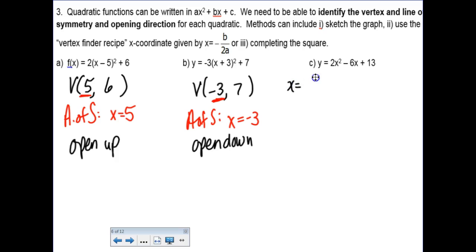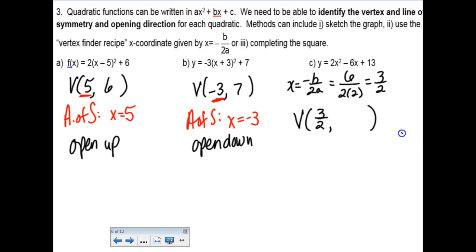So we're going to use this formula to find the x-coordinate of our vertex. So opposite of b would be positive 6 over 2 times a. Ew. So 6 over 4 is 3 over 2 when you reduce it. You can call that 1.5 if you'd like. I'm going to leave it as 3 over 2. So your vertex, I know the x-coordinate is 3 over 2.